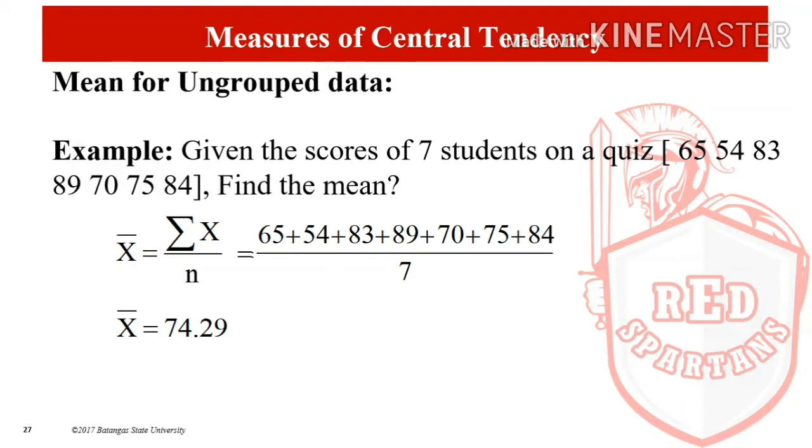Then, lalabas dyan is 74.28571429, or equivalent to 74.29. So, pwede nyo gamitin si calculator para hindi matagal yung pag-solve. Pwede naman siyang i-calculate na lang. So, proceed tayo sa grouped data.